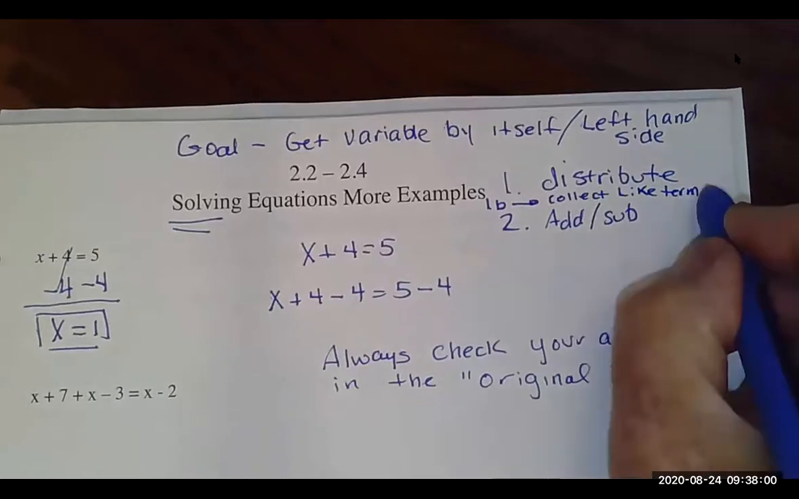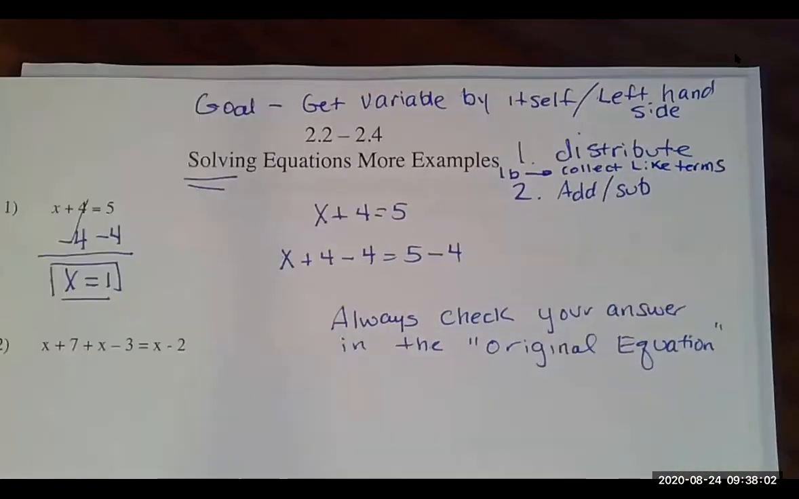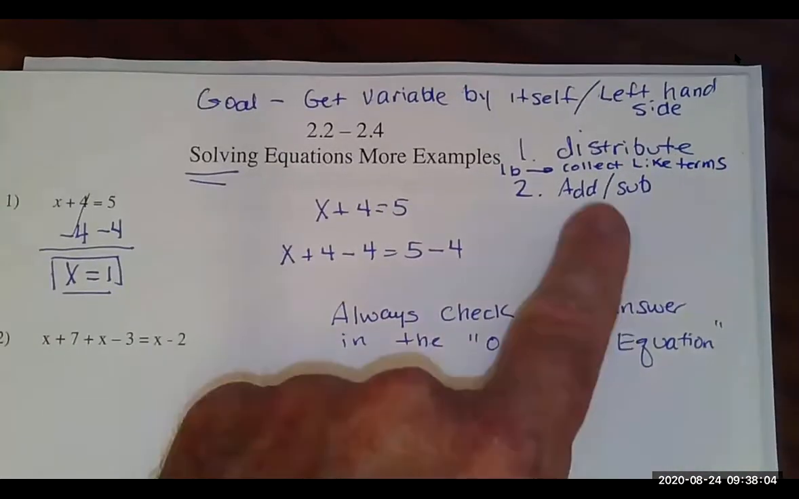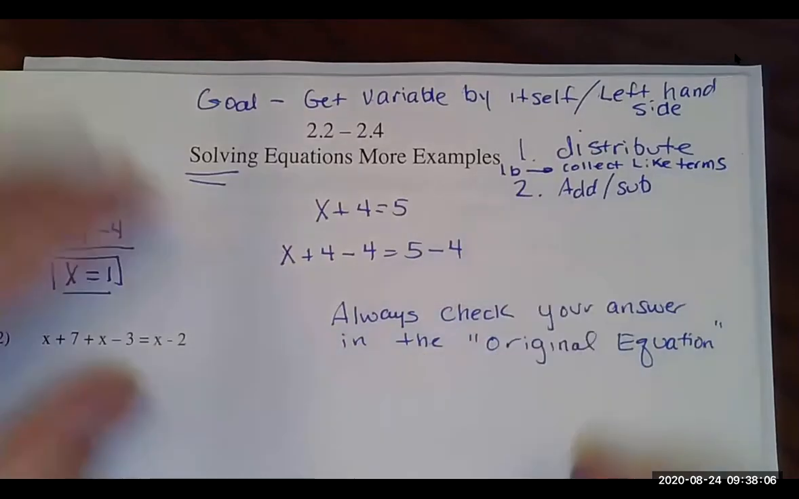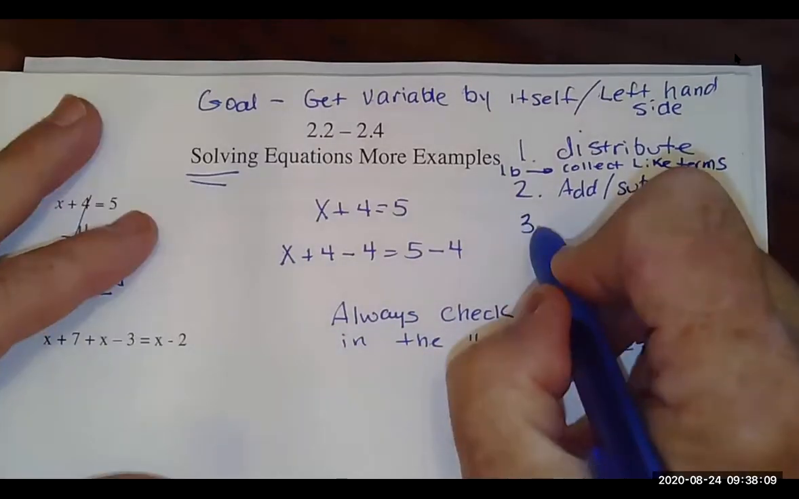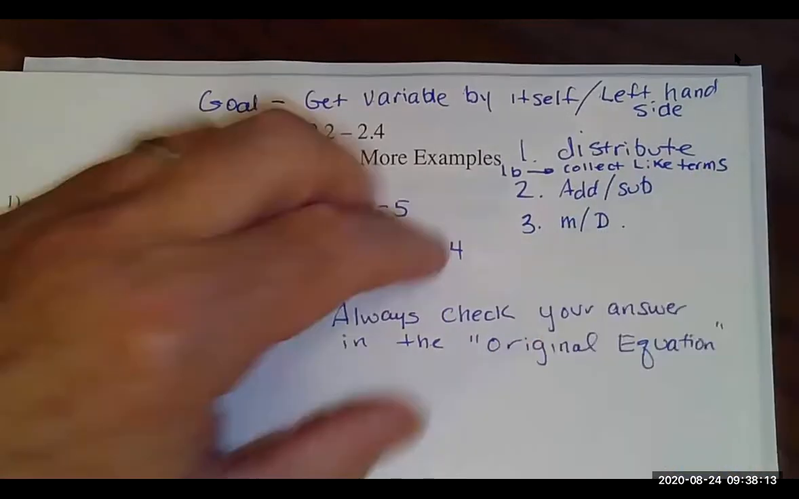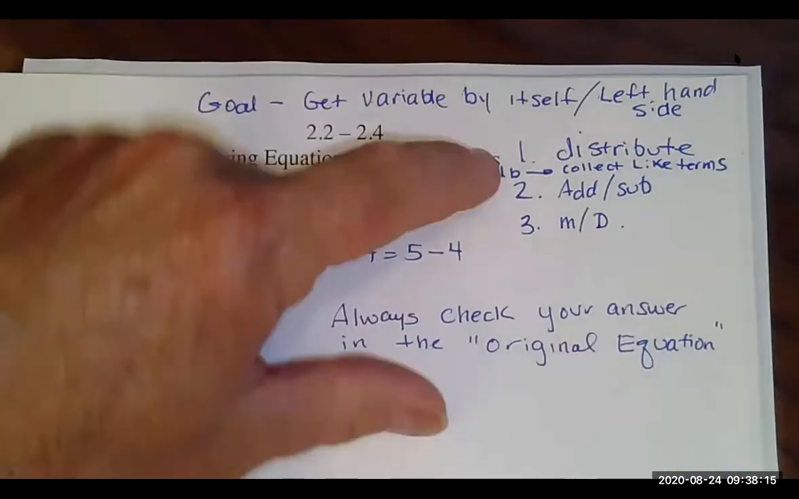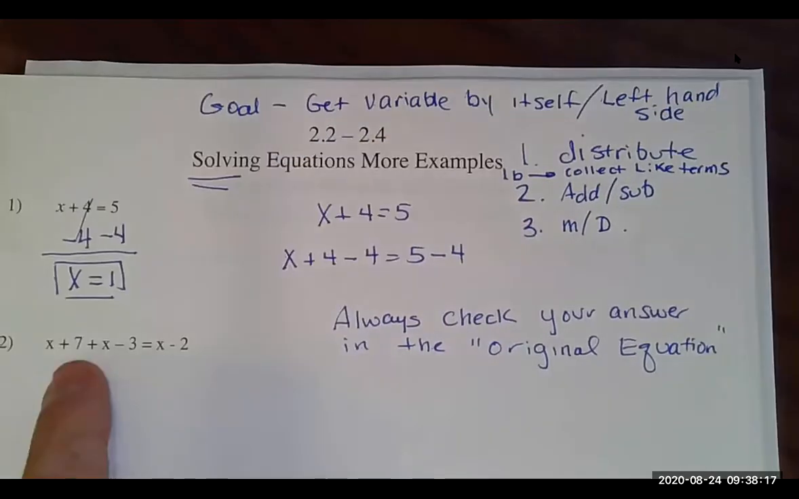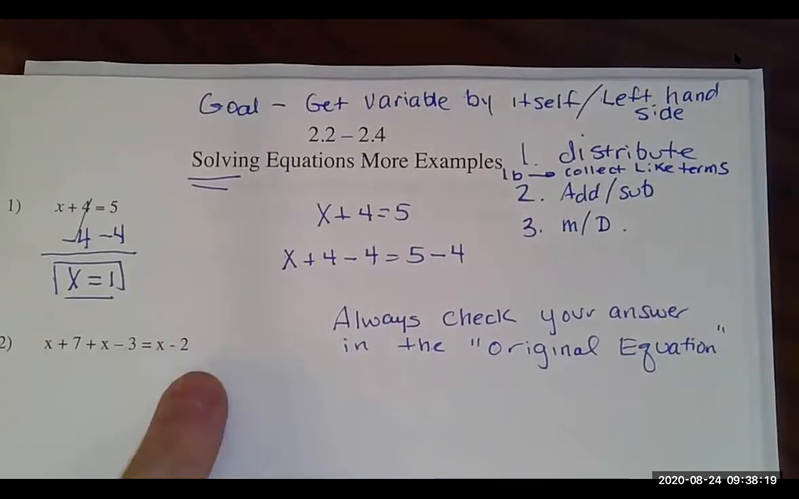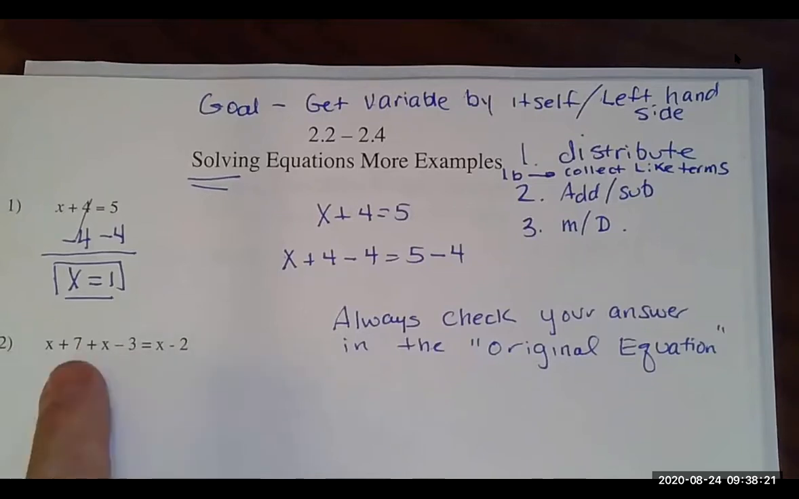Now, after you distribute, you're collecting like terms before you move anything around. Adding, subtracting is moving, and then at the end, I would do multiply, divide, multiply, divide. So here, I'm going to collect like terms. I'm not going to move the 7 over here. I'm not going to do that. I'm going to collect like terms and then see what I've got.